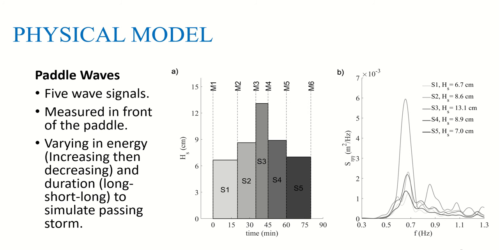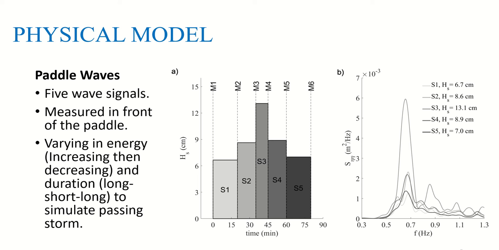This is where we have measurements in front of the paddle. For this point, we have done 5 wave signals, and the wave signals are presented in this plot. As you can see, starting with the first signal we made, it has low energy but a long duration, almost 20 minutes. And this is simulating when the storm is passing across the beach. This is where the storm is kind of far away from the beach. And as the storm keeps approaching the beach, the wave energies are increasing from S1 to S2 and then S3. And also the durations are decreasing from 20 to 15 to 10 minutes.